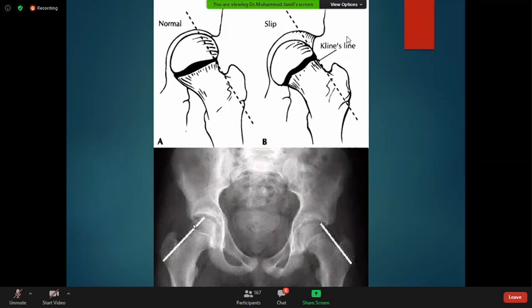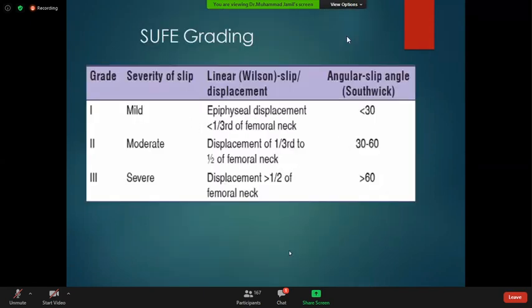Okay, this is another line which is drawn. You can appreciate the epiphysis over here, but there is no epiphysis there. The epiphysis has slipped. Grading is mild, moderate, or severe. Mild is when the epiphyseal displacement is less than one third of the femoral neck, or the angular slip is less than 30 degrees. Moderate is when the displacement is one third to half of the femoral neck, that is 30 to 60 degrees. Severe is when the displacement is greater than 60 degrees.